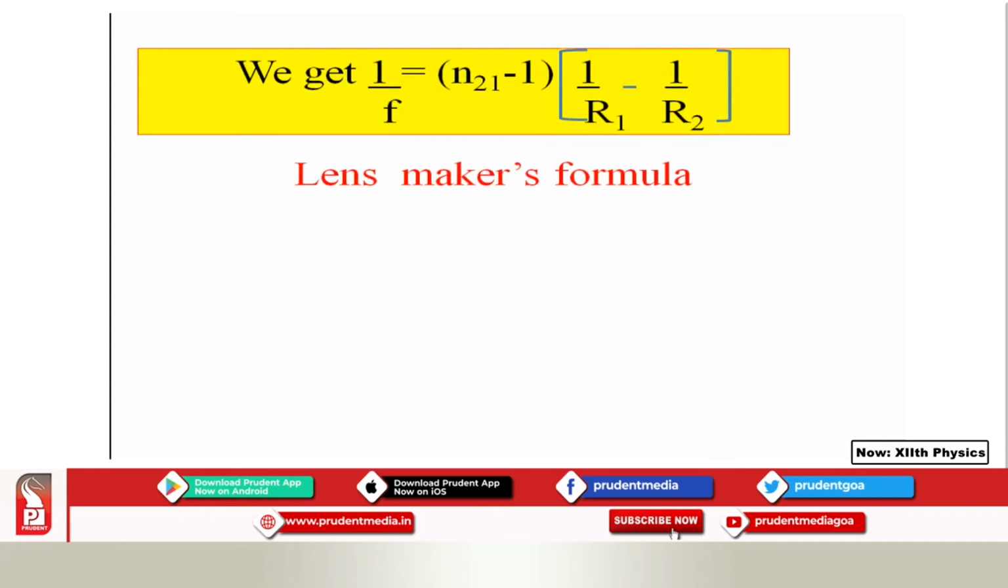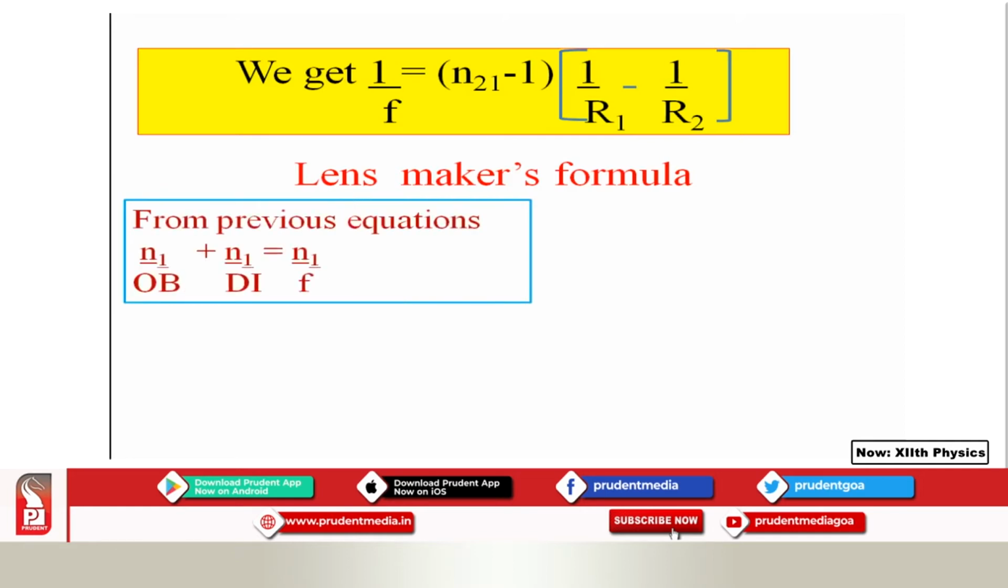That is your famous lens maker's formula. It says 1 by f equals N21 minus 1 into the bracket 1 upon R1 minus 1 upon R2. So, this is your lens maker's formula. Very important, students, you need to keep this in mind.